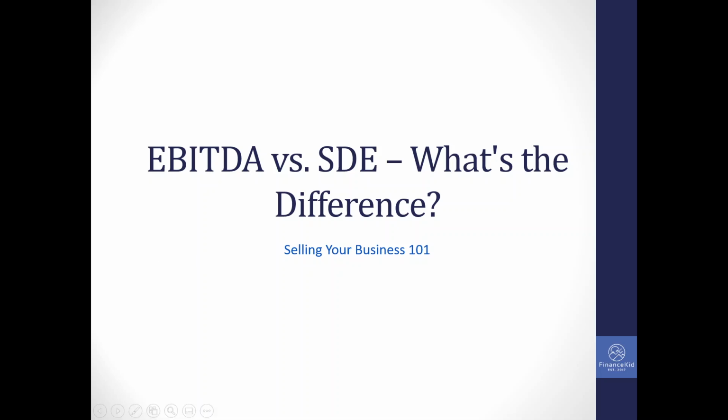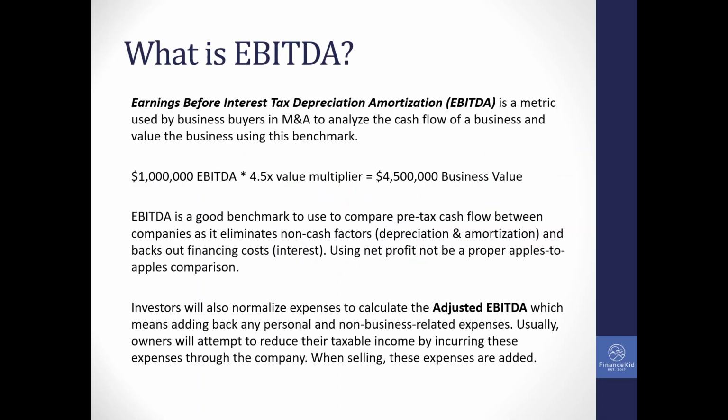Today we're going to be talking about two common M&A terms used when buying a business, EBITDA and SDE, seller's discretionary earnings. And the reality is there's a big difference between the two, but sometimes people use those words interchangeably, and that's not correct. So let's talk about EBITDA.